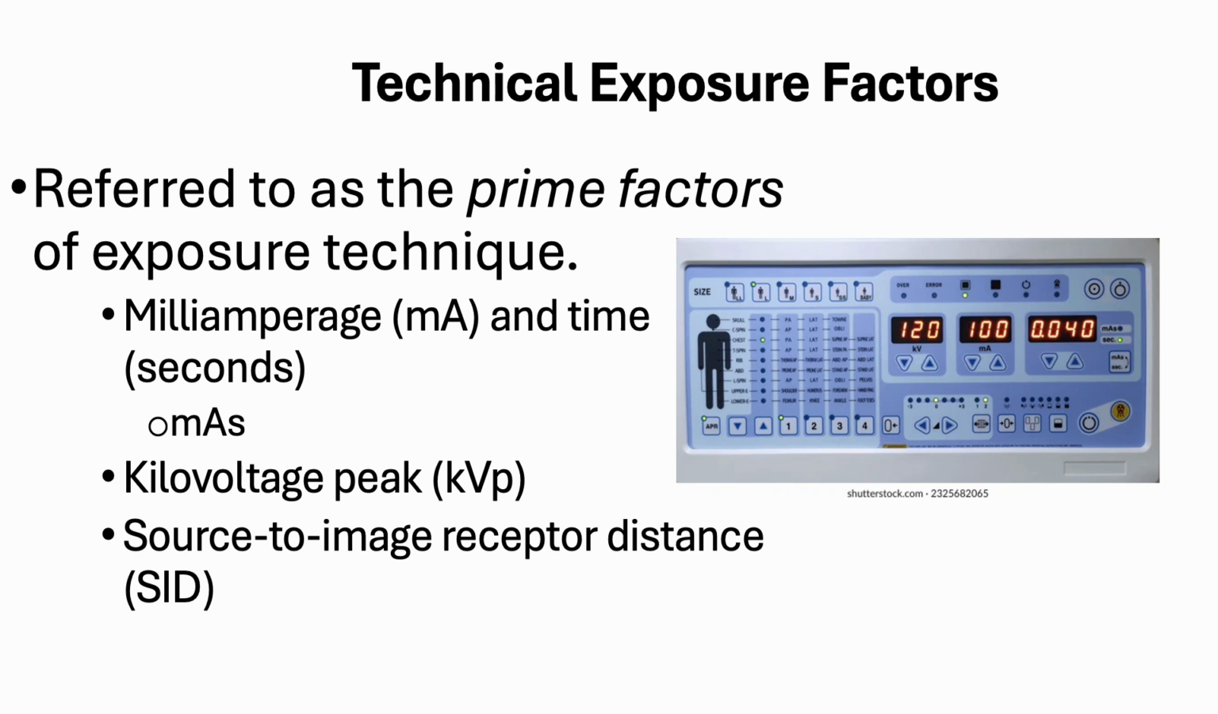Or KEV. So SID. What is SID? SID is source to image receptor distance. We are saying from the X-ray tube all the way to the image receptor. The image receptor could be either the table or the one that's standing up where you do a chest X-ray, your chest has to be on it. That is the image receptor, IR. So the source is from the X-ray tube all the way to the image receptor.